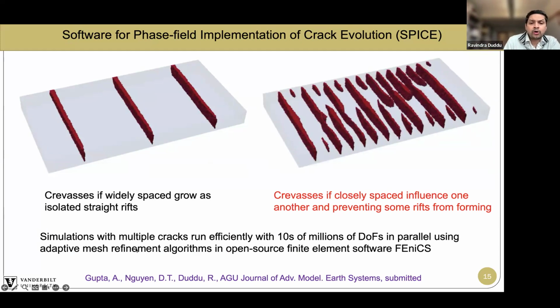So I want to add one last point, that these were intensive simulations. So we had tens of millions of unknowns, or degrees of freedom. So we had to run these in parallel. We had to use adaptive mesh refinement algorithms. We put this all into an open source finite element software, Phoenix, and that's all packaged into this journal article. And we also have shared all the codes in Phoenix using GitHub, and also the data on Zenodo.